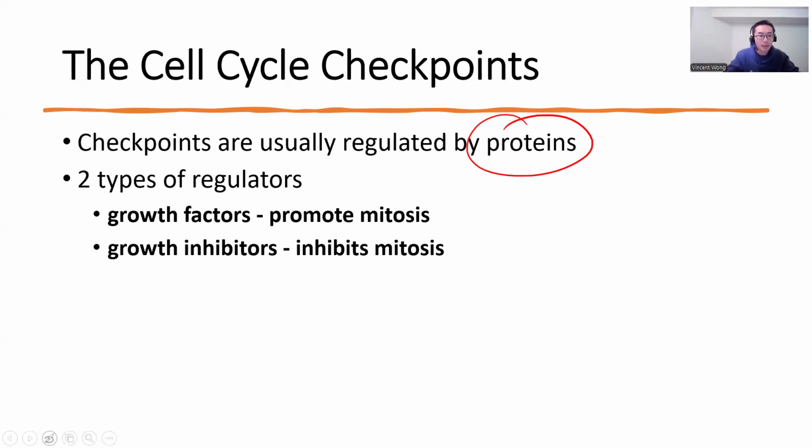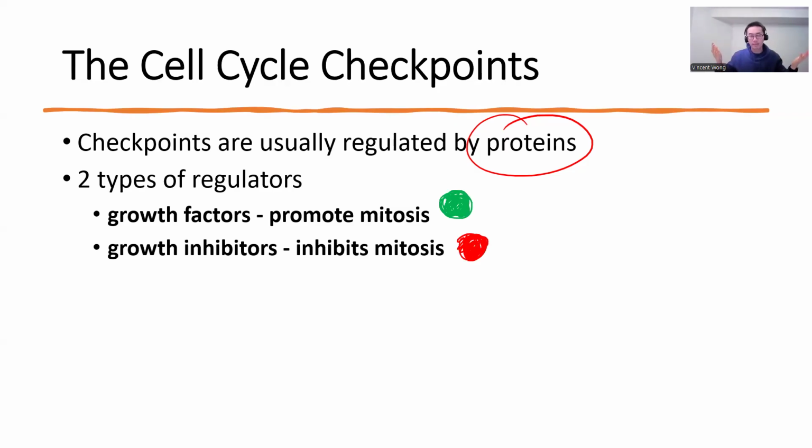The best way to think about it is growth factors are basically proteins that act as green lights. What do cars do when they see a green light? They move, right? And the inhibitors would be like red lights. They stop the cell cycle. So green light, cell cycle progresses, the cell divides. Red light, cell cycle stops or pauses, and you do not divide.